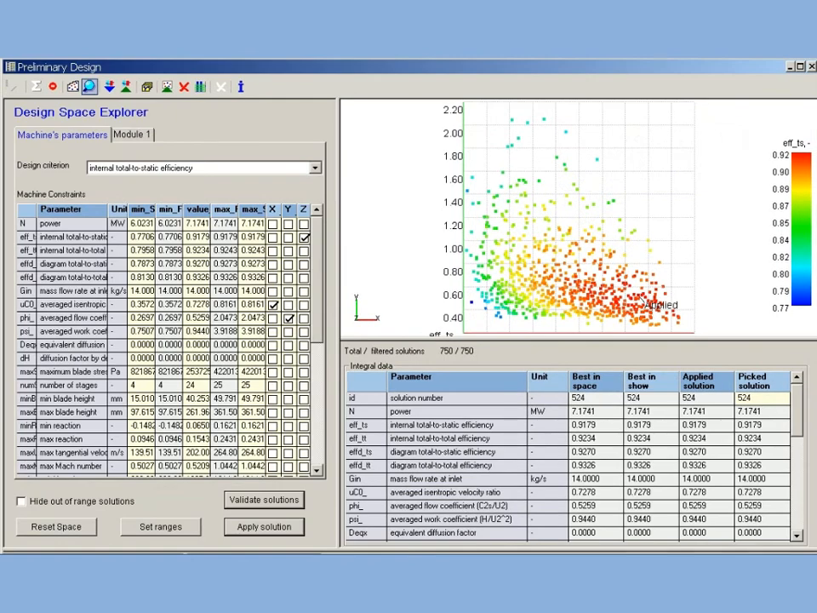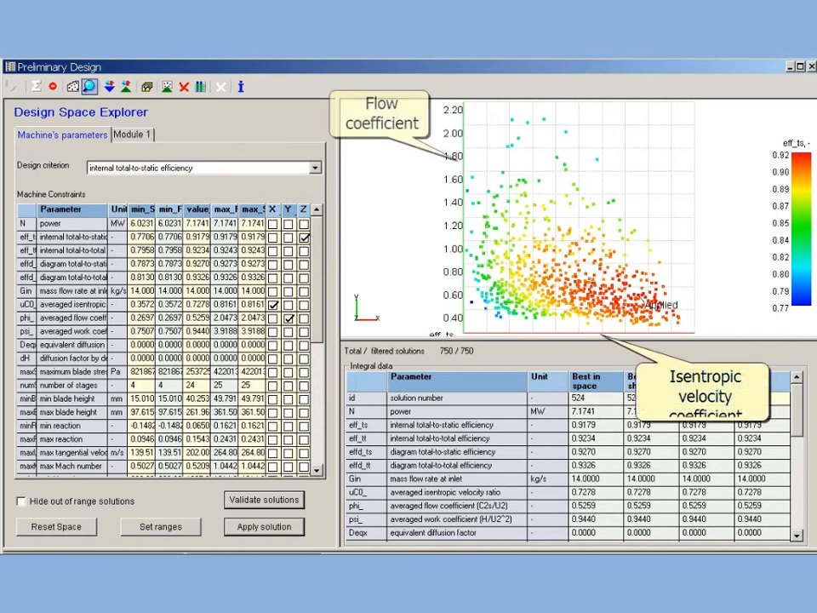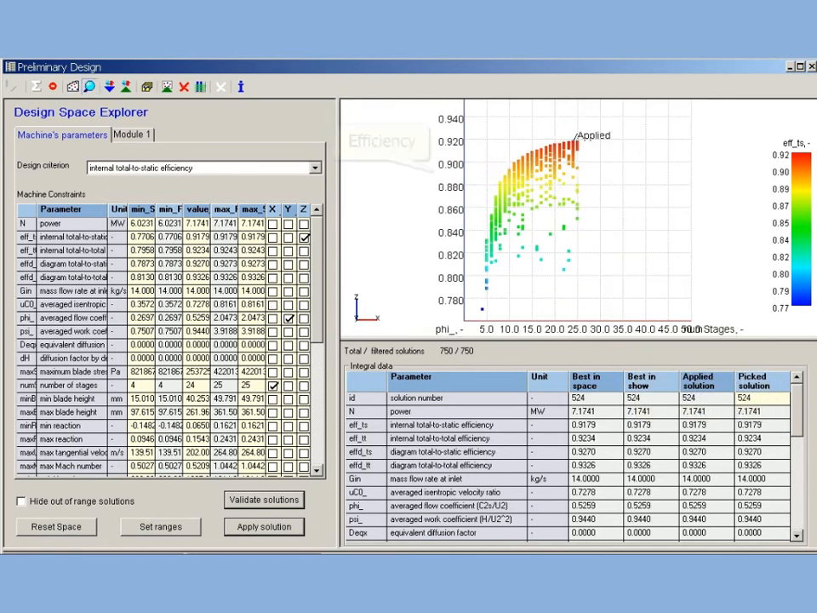The Design Space Explorer provides means to present design points in different dimensions. A table allows you to assign integral parameters to design space axes. This way the solution set can be estimated at a glance. This projection of design space shows efficiency versus isentropic velocity coefficient and flow coefficient. It is an analog of the well-known Smith diagram. There is the chart of efficiency versus number of stages. It is evident that efficiency rises when the number of stages is increased.